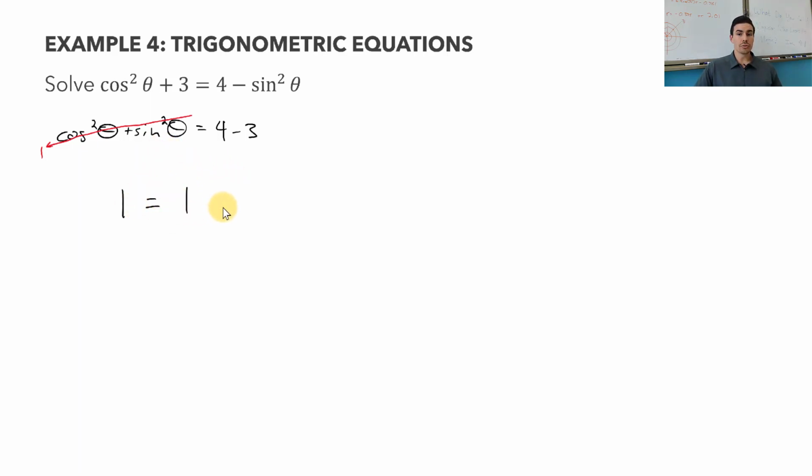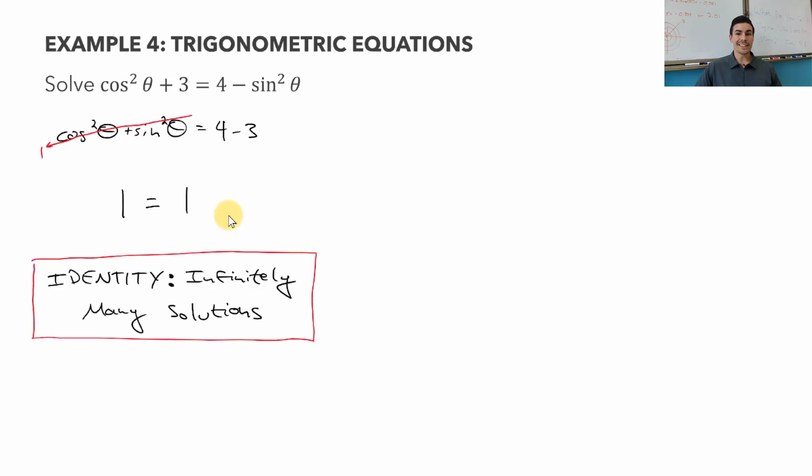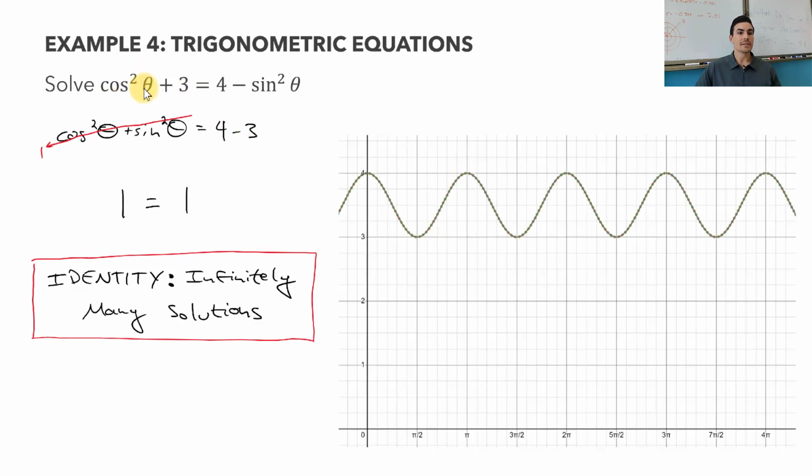Now, since this is a true statement, this is actually an identity, which means we have infinitely many solutions. And if I were to graph both sides of this equation, you would see that it looks like one graph, when in fact in green, I have graphed the left-hand side of my equation, and in red, I've graphed the right-hand side of my equation.